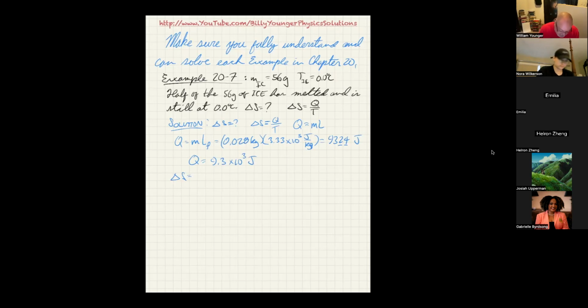So I'm going to say Q over T, which is equal to 9,324 joules divided by the temperature, which is 273 Kelvin. So if I divide this by 273, I get 34.2 joules per Kelvin. And notice that is an increase in the entropy. So the entropy actually increased. And what that means is whatever happened to give you that positive change in entropy is something that's likely to happen on its own because the entropy increased.